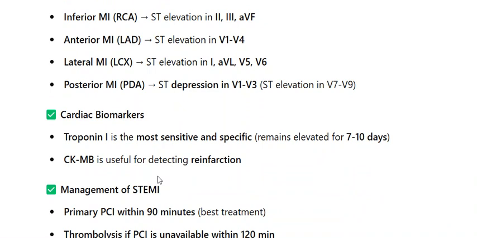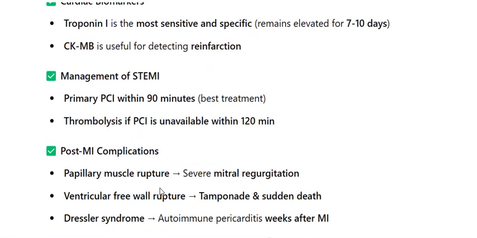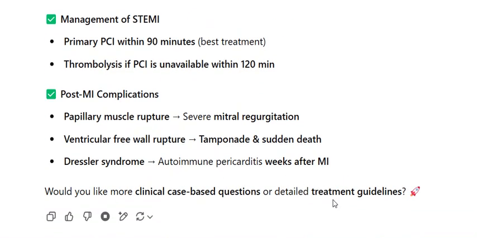CK-MB is useful for detecting reinfarction. Management of STEMI: primary PCI within 90 minutes, best treatment. Thrombolysis if PCI is unavailable within 120 minutes. Post-MI complications: papillary muscle rupture, severe mitral regurgitation. Ventricular free wall rupture, tamponade and sudden death. Dressler syndrome, autoimmune pericarditis, weeks after MI.